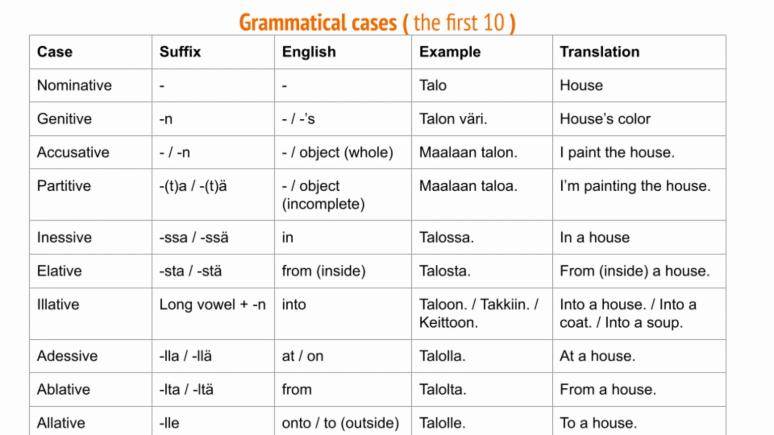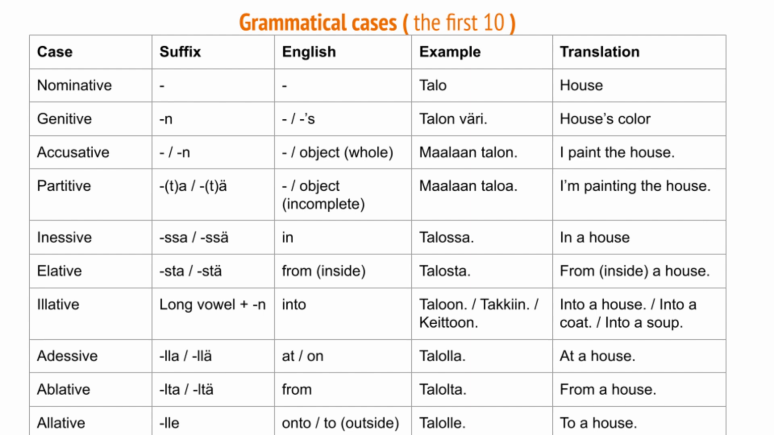The first case, the nominative, that's the basic form of the word. As I have here, I'm using the word house as an example to explain the cases, but nominative, just talo, house, it's not conjugated in any way. That's where it all begins. The next one is genitive, which is kind of like an ownership type of thing. As you can hear, as an example, I'm using talon väri, house's color. If you want to say my dog, minun koira, the word mine, minun, is in genitive form.